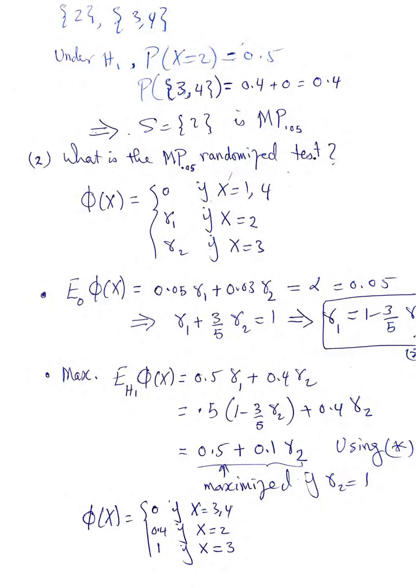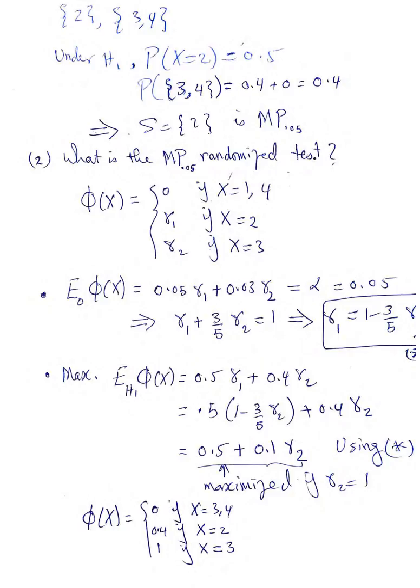What about the randomized test? We have to put in probabilities; it's not just accept and reject. Where phi(x) is 0, it means we accept H0, at x equal 1 and 4. But we have some room at 2 and 3. At 2 we put gamma 1, and at x equal 3 gamma 2. Each is just a probability number between 0 and 1. Then compute the power function under H0, and it should be alpha.